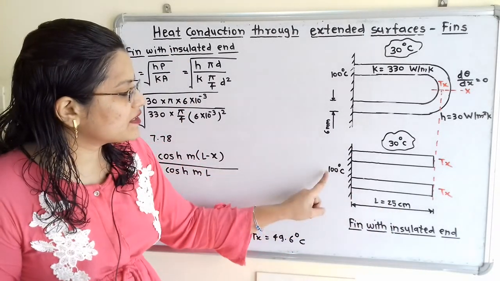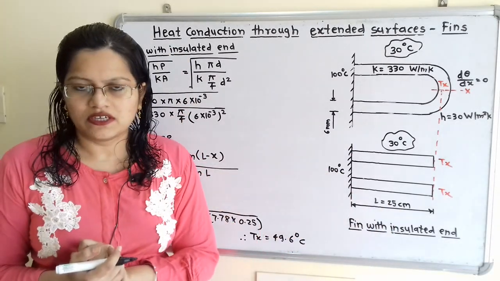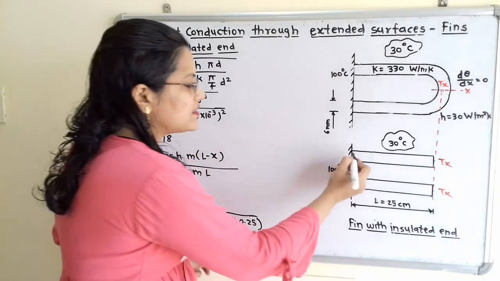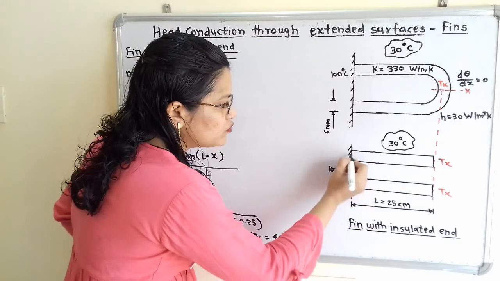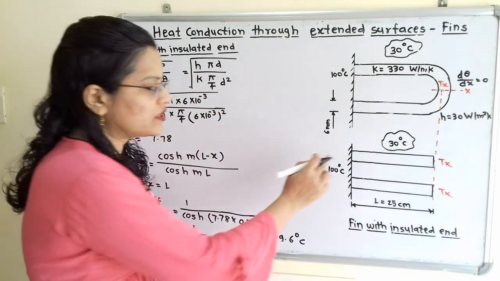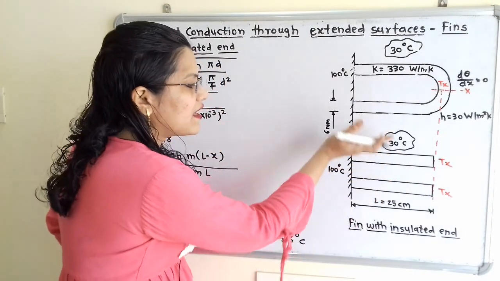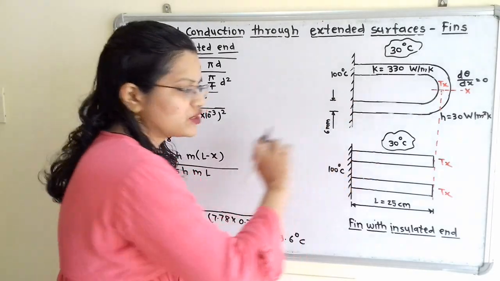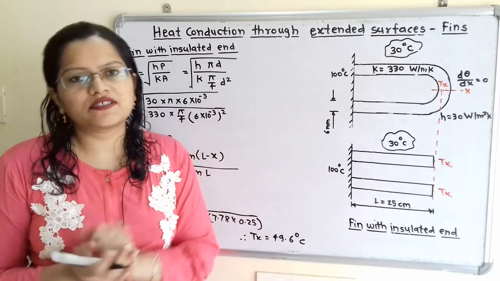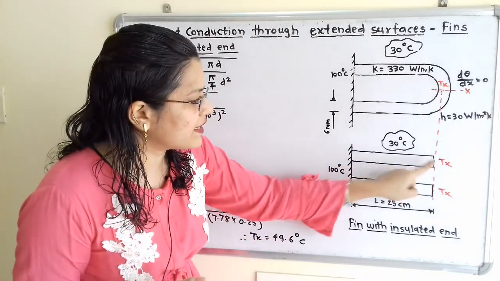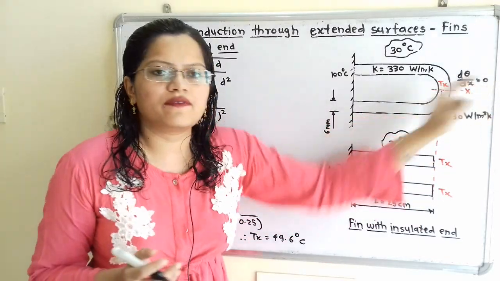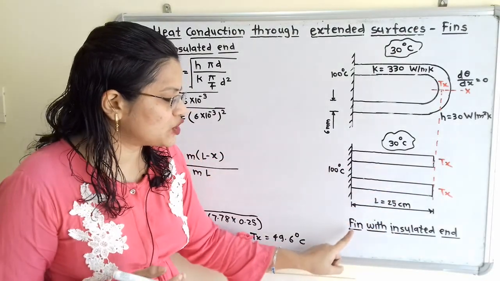Now at the base here is 100 degrees Celsius temperature. Now how is the heat transfer process taking place? Here the heat is transferred from this base towards the end by conduction through this material, as well as heat is transferred to the surrounding by convection. So when this conduction and convection heat transfer is taking place, at the end of the length the temperature gradient will become 0, and we will consider this question for the fin with insulated end.